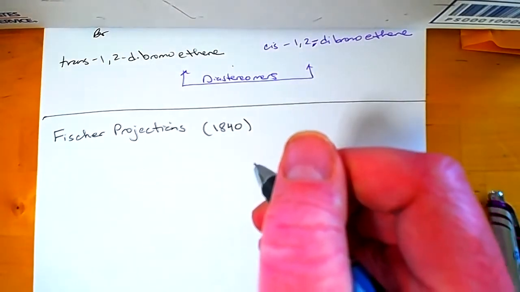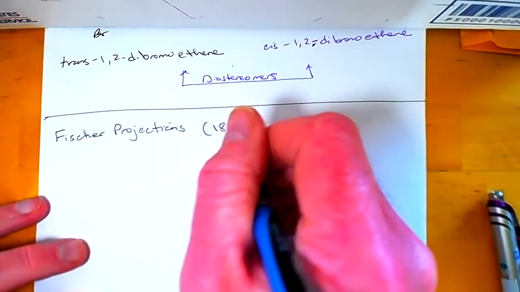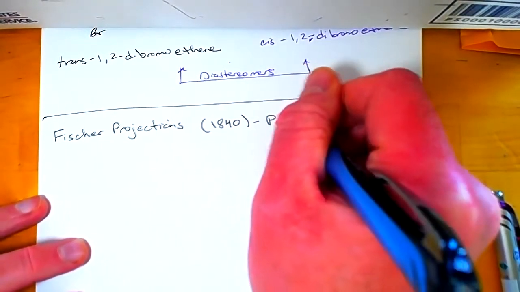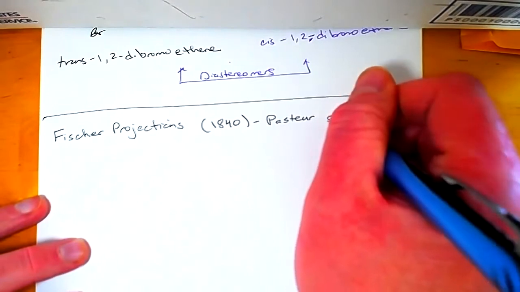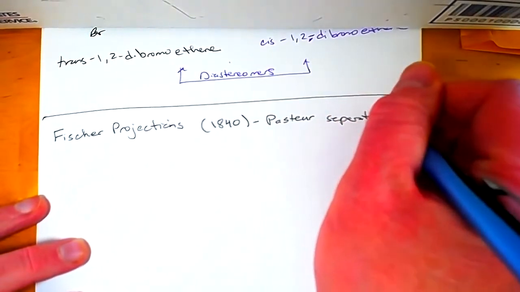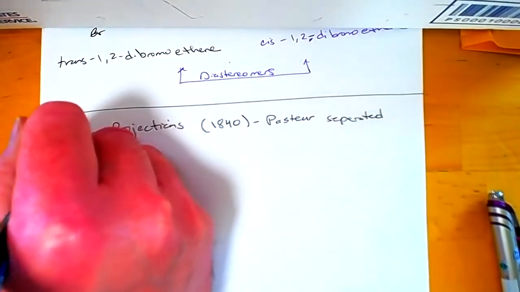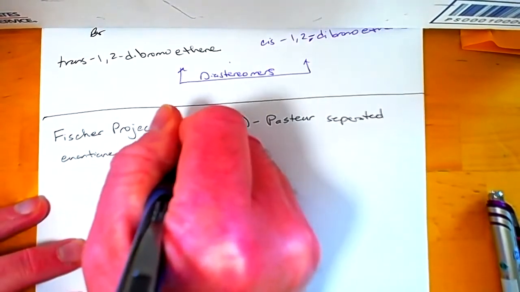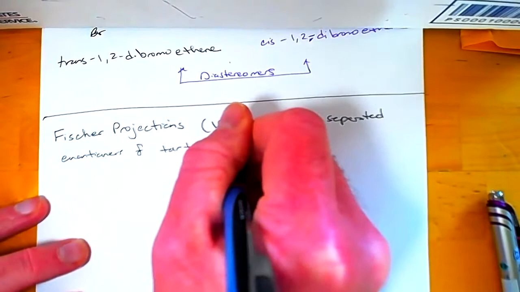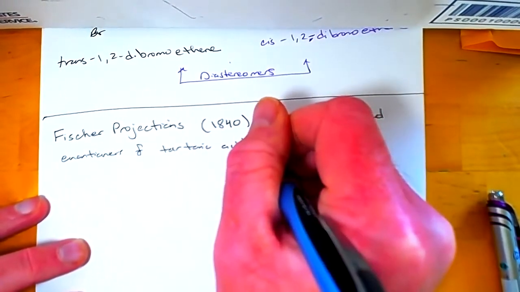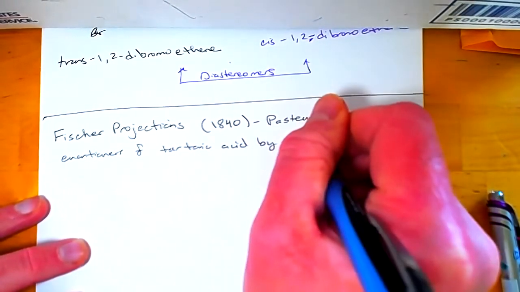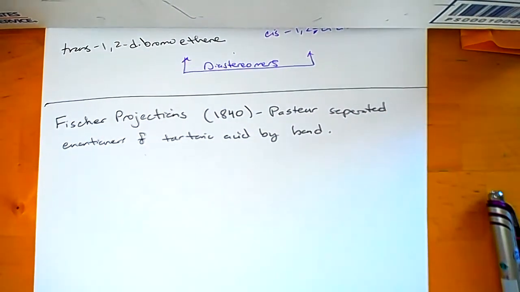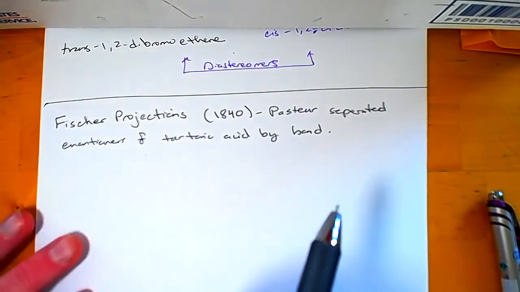So in 1840, I guess this is where this story starts, Louis Pasteur separated enantiomers of tartaric acid, which is found in wine, by hand. Because he actually had some tweezers and he was able to separate the crystals out.